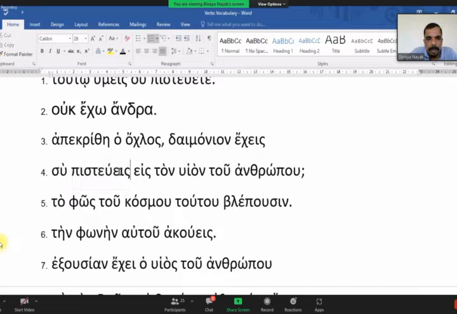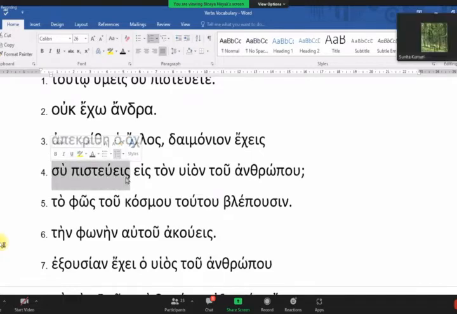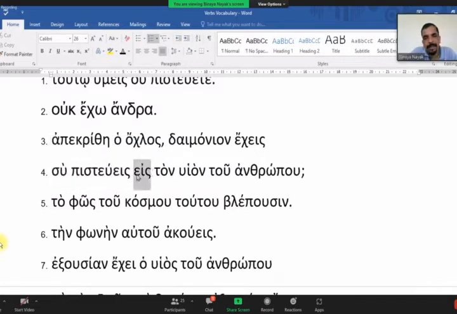So this second person singular, with what does it agree? If you look into eis, it agrees with this thing, okay? So they agree together. This is second person singular, and this is also second person singular. You, so how do you translate this? You believe. Okay? You believe. And eis is in. The preposition in, on, upon. So this is a preposition. Eis ton huion. You believe in the son.